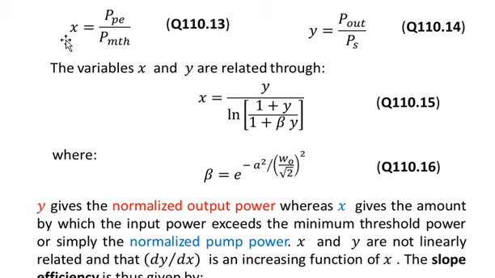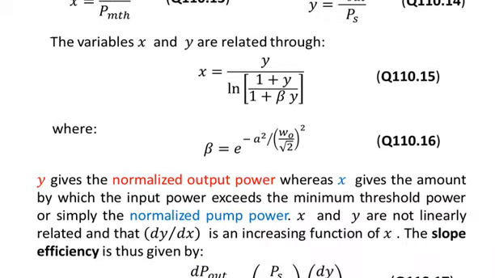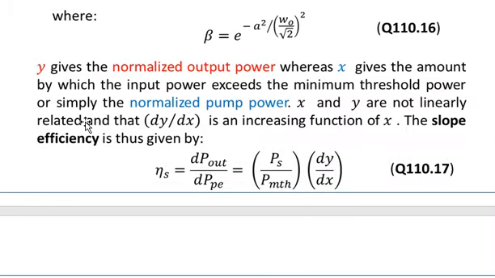So x gives you the amount by which the input electrical power to the pump exceeds the minimum threshold power from the pump. Or simply you can say that it is the normalized pump power. And here normalization is done with the minimum threshold pump power. X and Y are not linearly related, and dy over dx is an increasing function of x. The slope efficiency is thus given by.